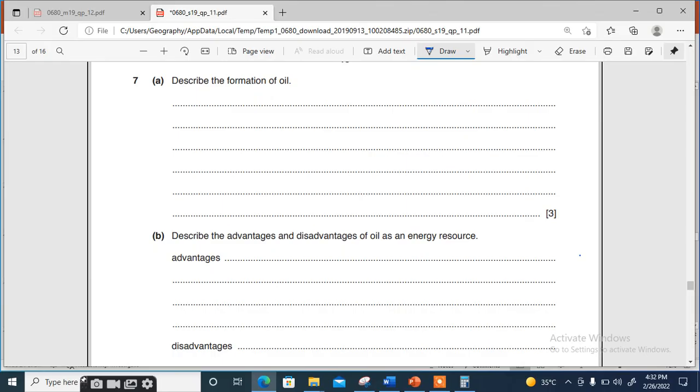Now, describe the formation of oil. First, oil is formed from the dead plants and animals that fall to the bottom of the sea.